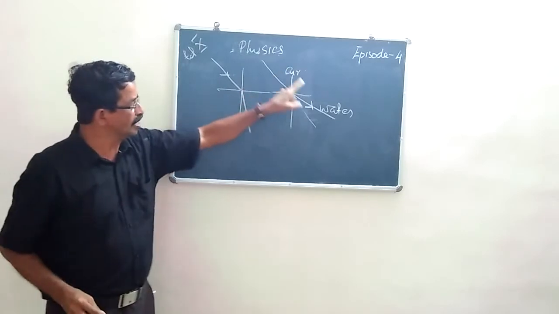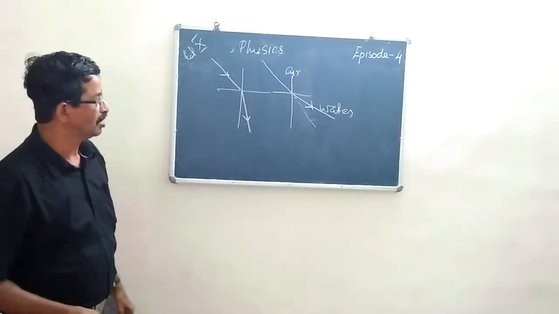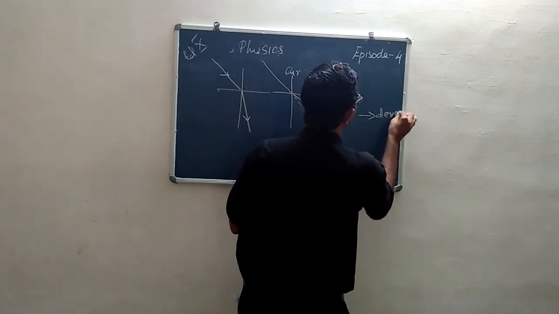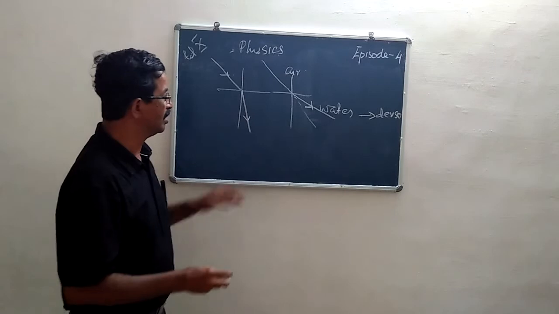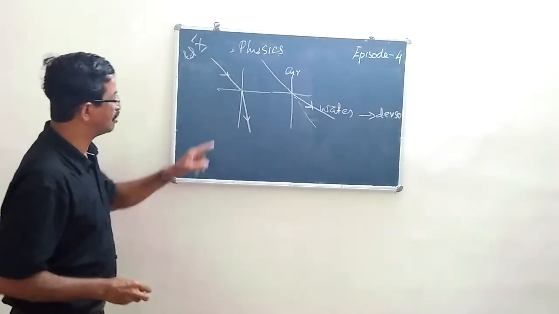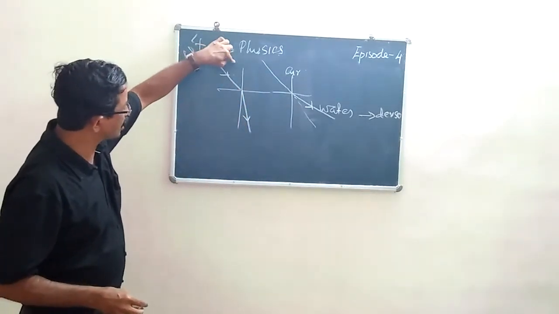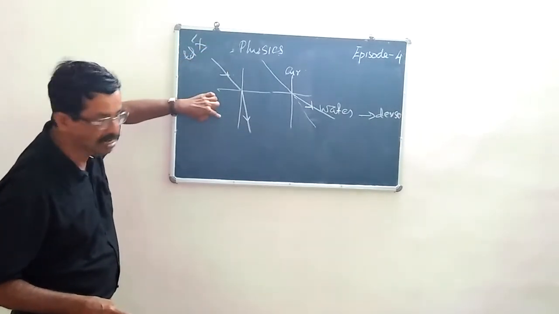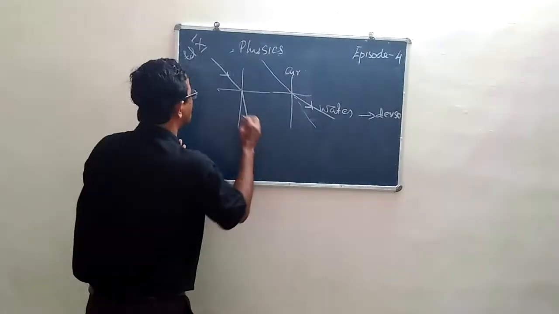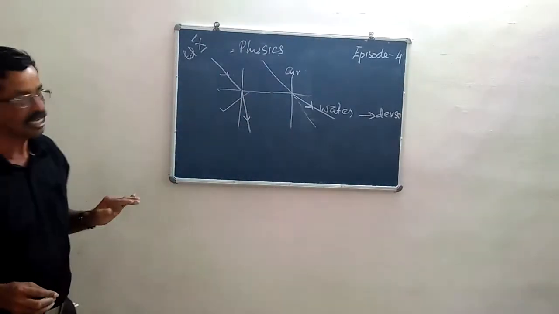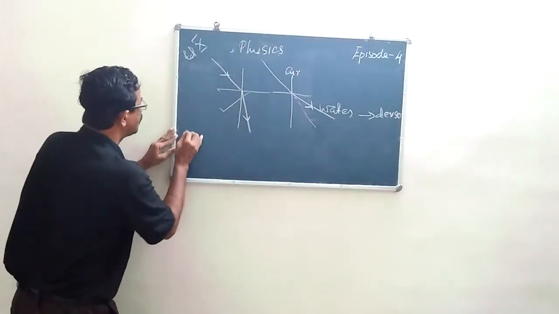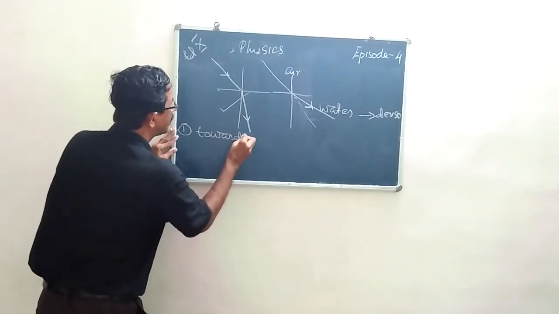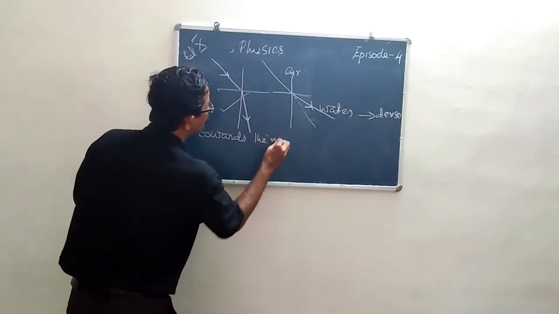See, air and water: when we consider them, water is optically denser than air. So when light enters from an optically rarer to a denser medium, it bends towards the normal. So this figure is the correct one. That means the light ray bends towards the normal.